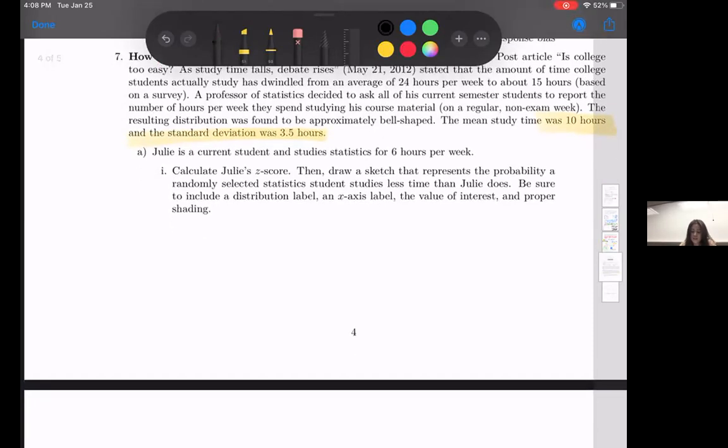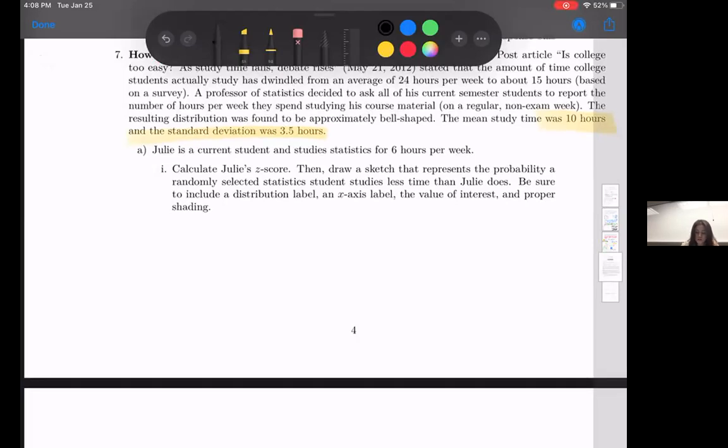Julie is a current student and studies statistics for 6 hours per week. Calculate Julie's z-score. So Julie's z-score is, again, z equals x minus mu divided by sigma. How many hours does she study per week? 6, right? The mean is 10. The standard deviation is 3.5.